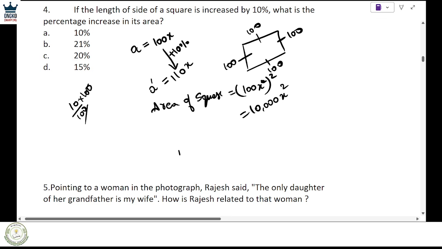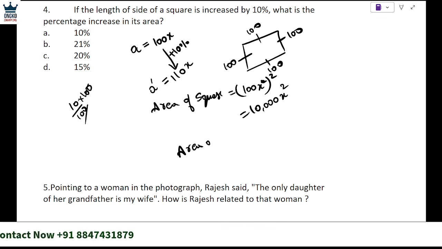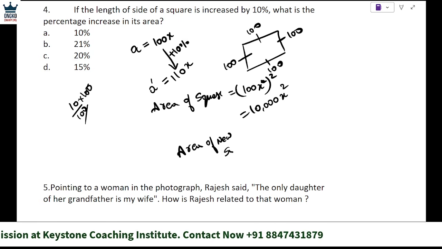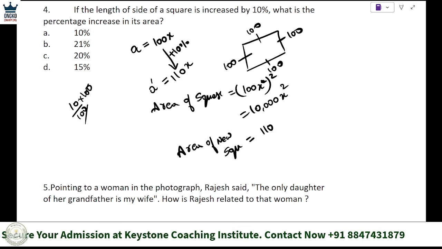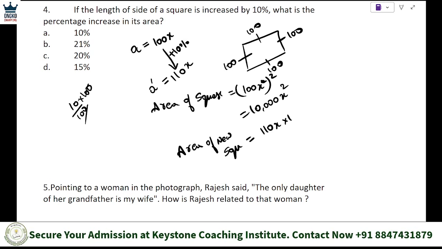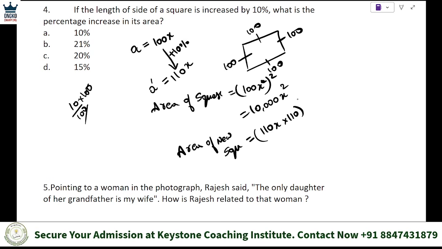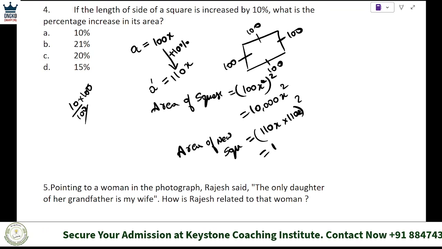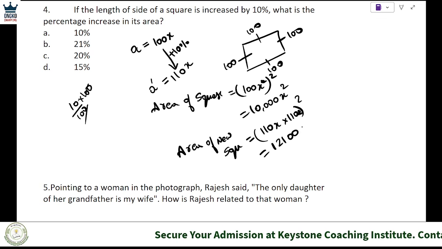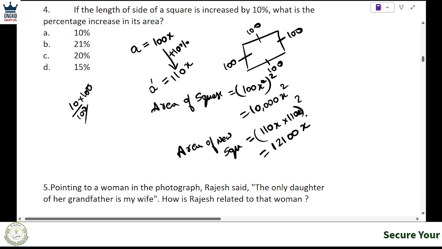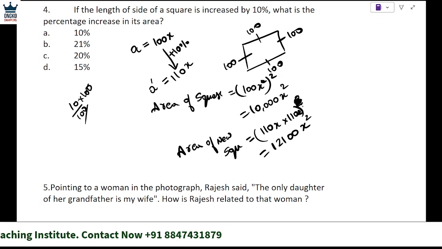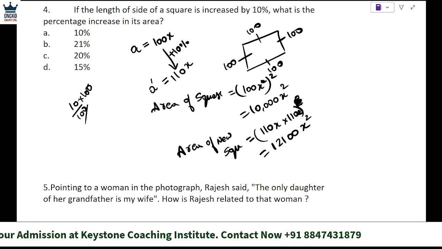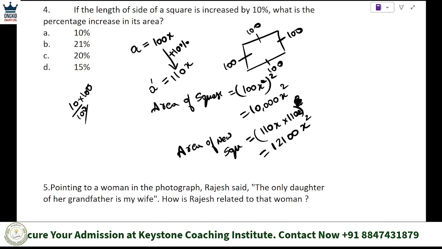And what about for the new one? Area of the new square, 110x into 110x or no? Because a square means what? 110 into 110x. So 110 into 110, if we multiply 110 square, this will give us 12100. x into x will give us x square. So if we split this way, then we don't need this square also, right? So you can use 110x whole square or 110x into 110x.